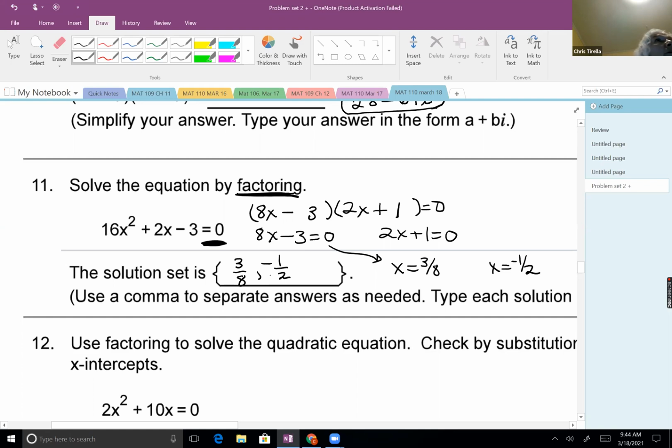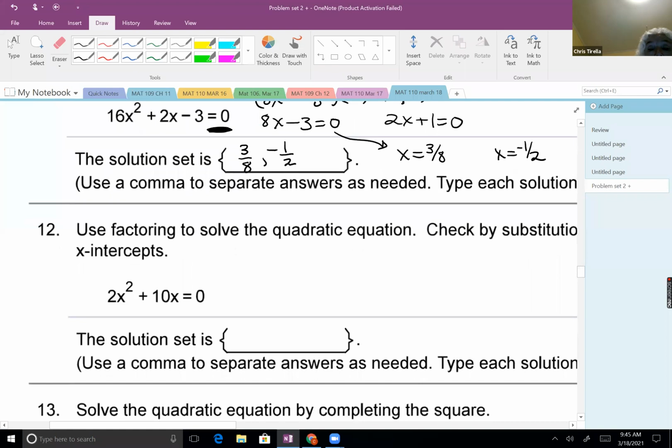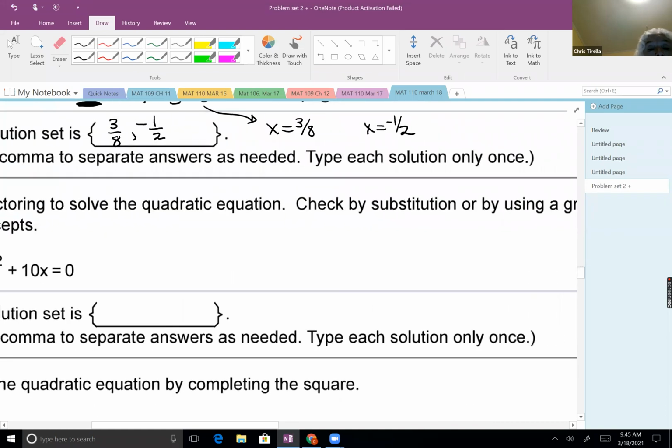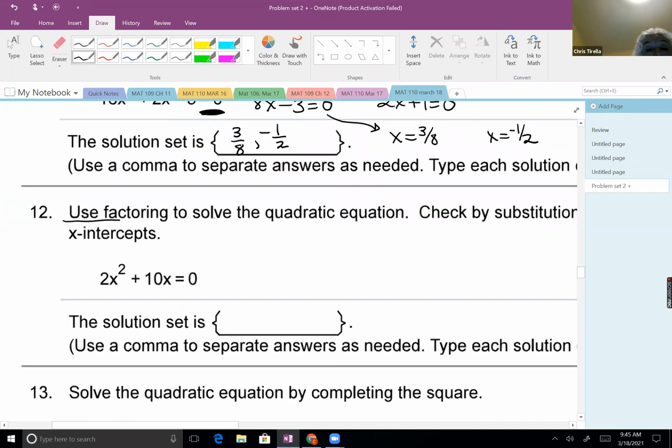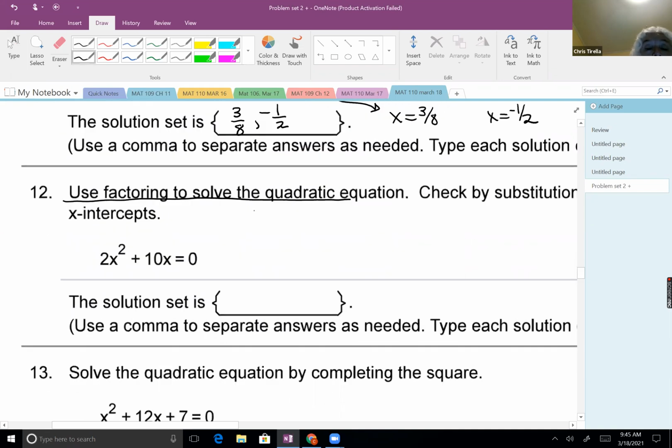And again, you need to be able to factor. So if a question asks you to solve by factoring, you've got to solve by factoring. Next one asks you to, again, solve the quadratic by factoring. And so this time I'm going to be quiet and I'm going to ask you folks to factor. And again, you can start by doing that factoring right away because one side is 0.